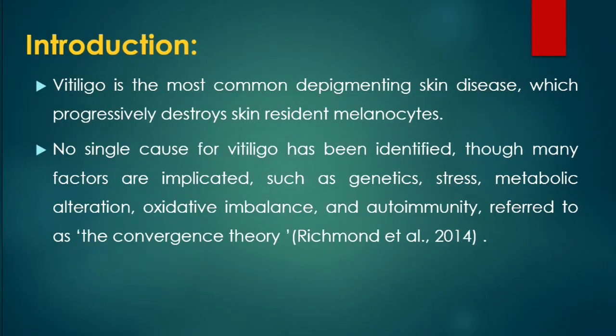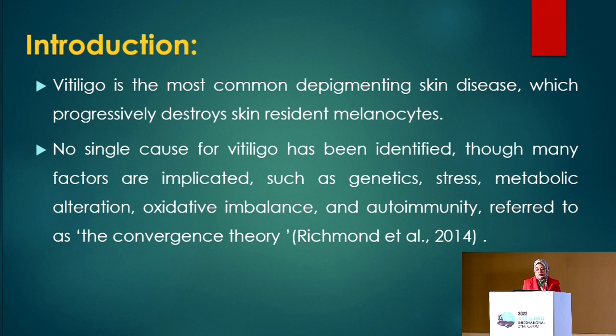Okay. I'm so proud to be here with you in the Vitiligo International Symposium to present an abstract on immunohistochemical expression of Mortalin in vitiligo patients. Vitiligo is the most common depigmenting skin disease which progressively destroys skin-resident melanocytes. No single cause for vitiligo has been identified, though many factors are implicated, such as genetics, stress, metabolic alteration, oxidative imbalance, and autoimmunity, referred to as the convergence theory.